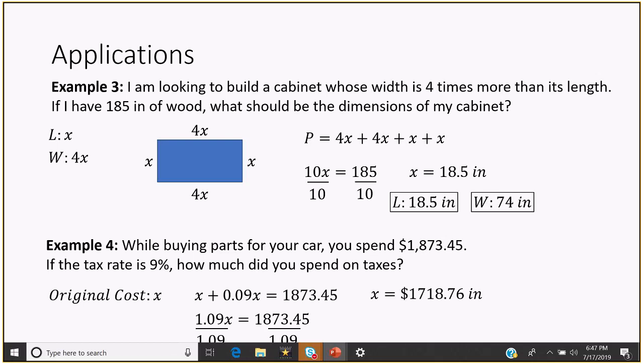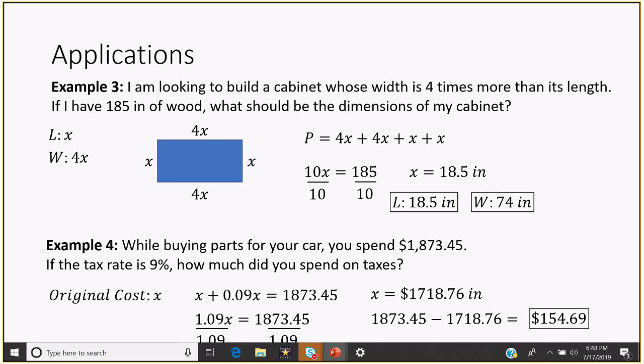So I need to go back to the question and see, okay, I have my total amount, I have my original cost. To find out how much I paid in taxes, it is $154.69. Now, if I were to check this problem, in the last one, it's a good idea to check it. You would check it by adding up the length twice and the width twice, and you would get the perimeter, the 185.